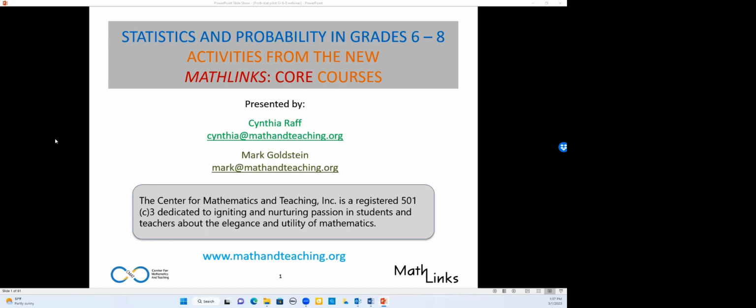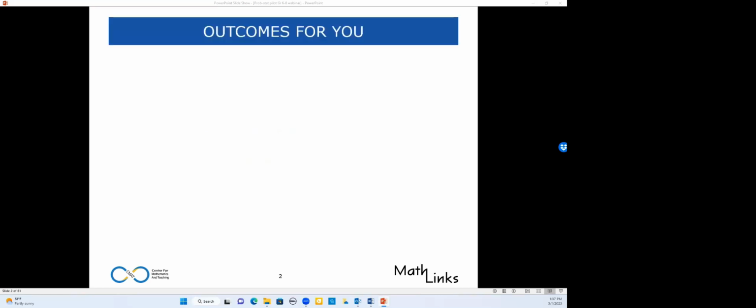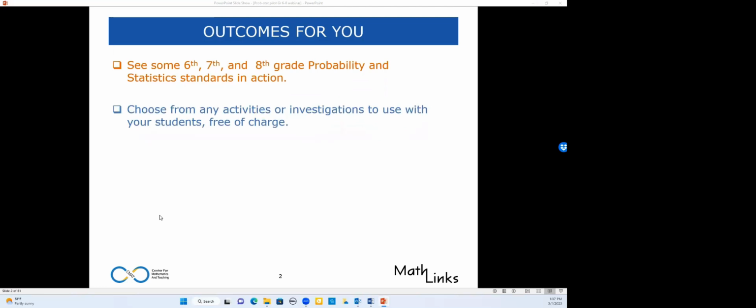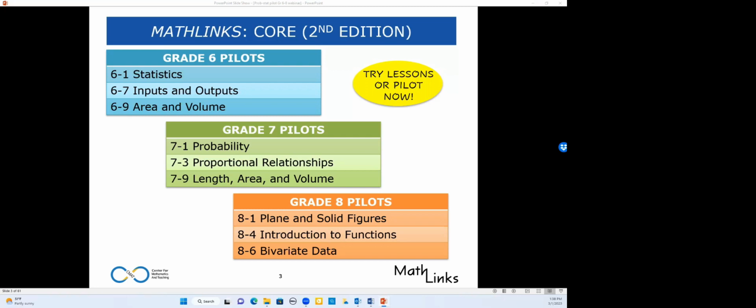So let's get started on statistics and probability. As our goals today, we're going to focus on some important middle school probability and statistics standards from interesting, engaging lessons. After seeing them, we think you'll want to try some of them in your school.